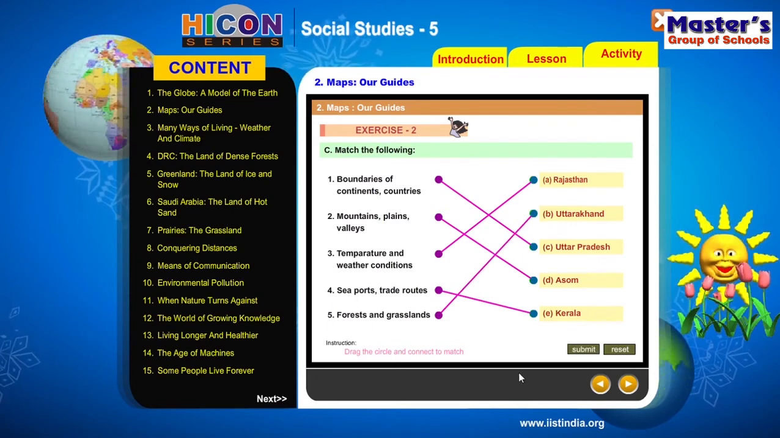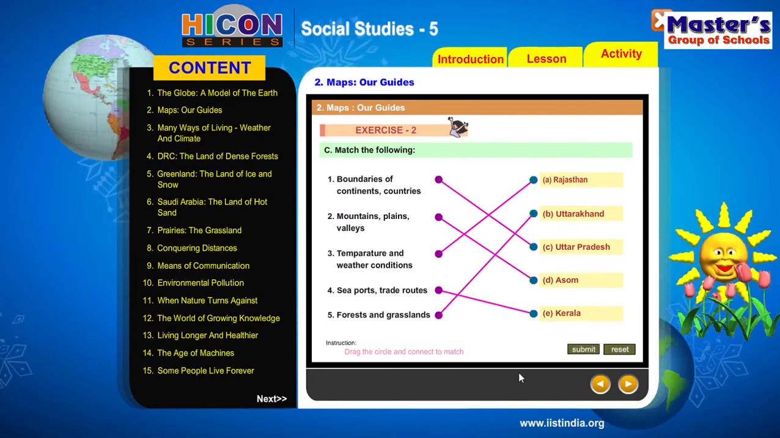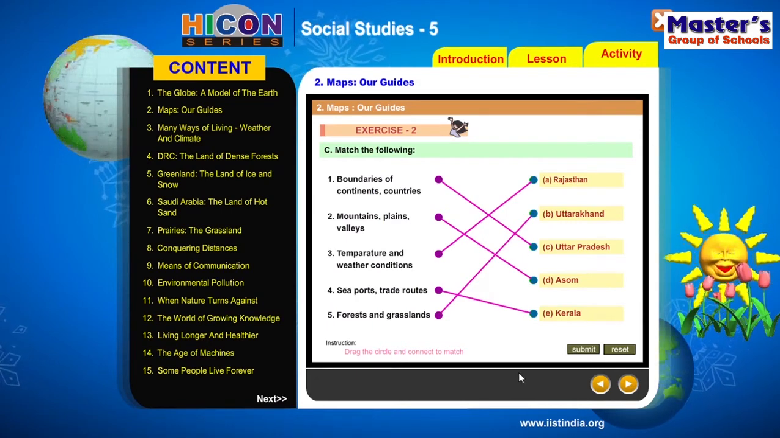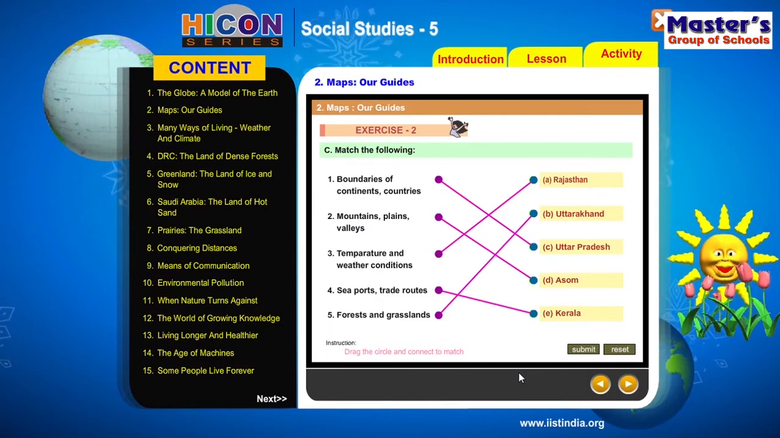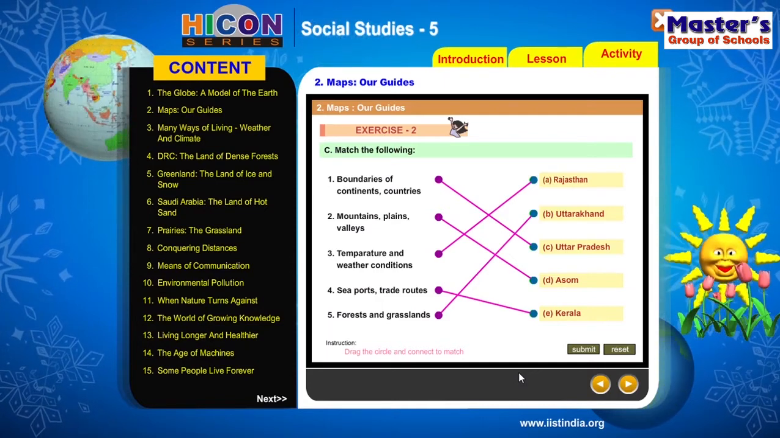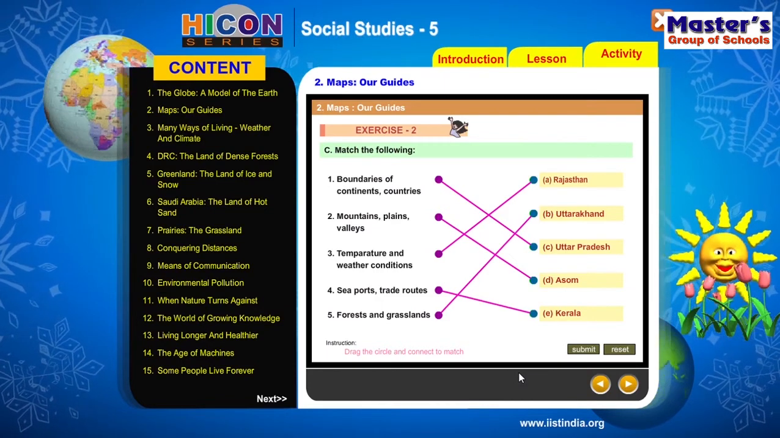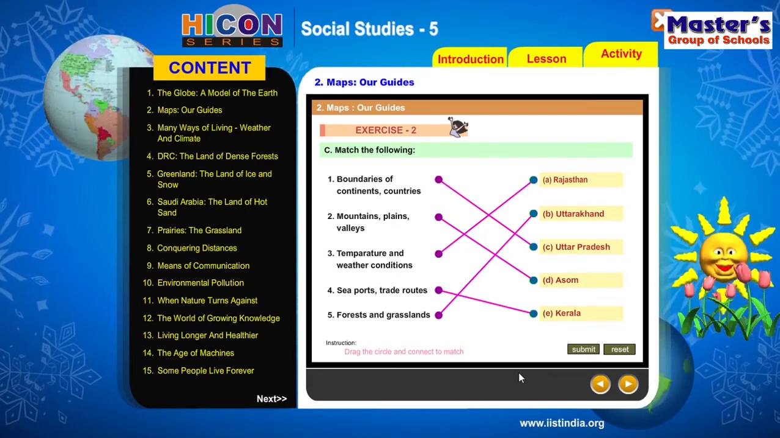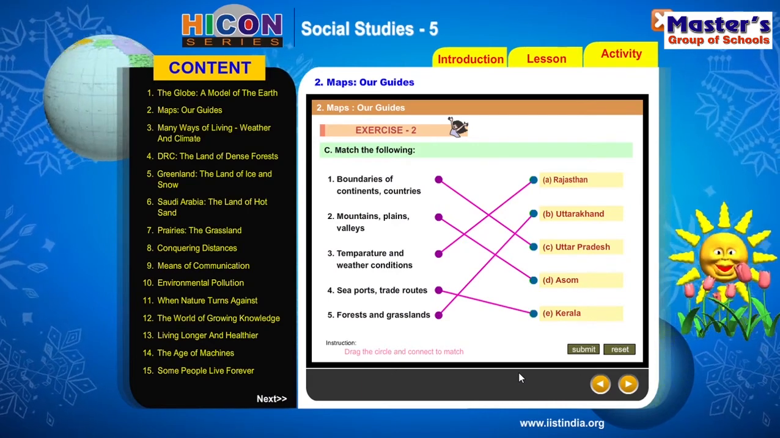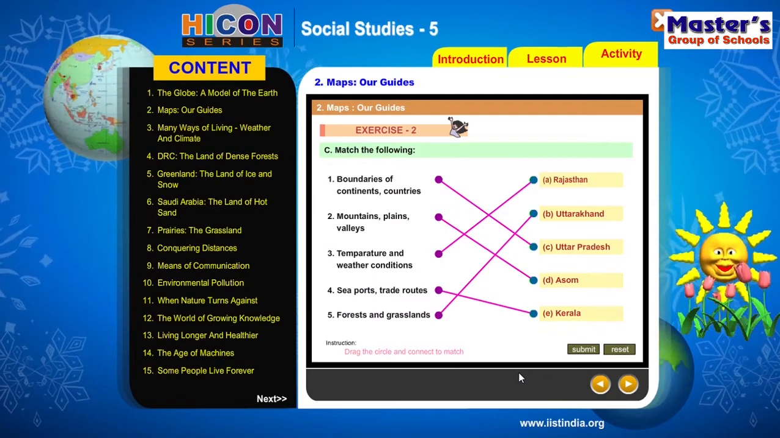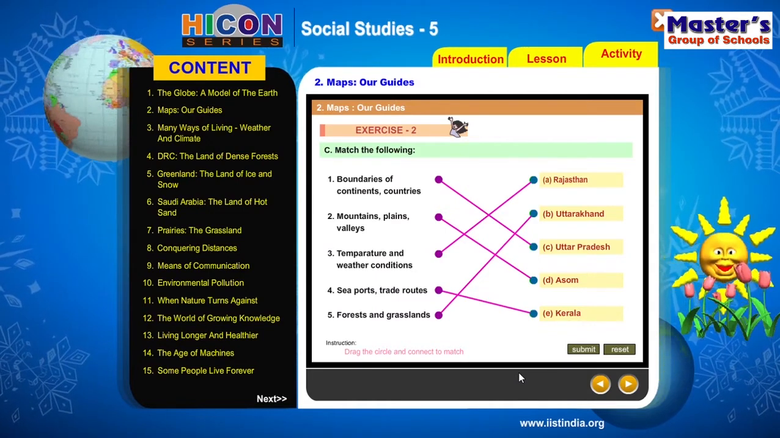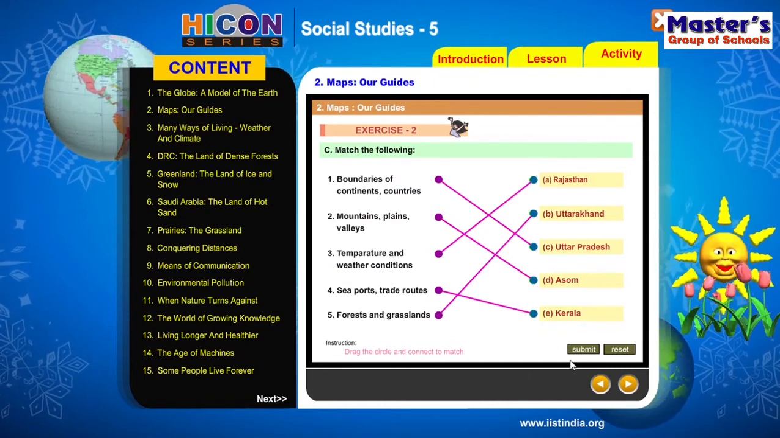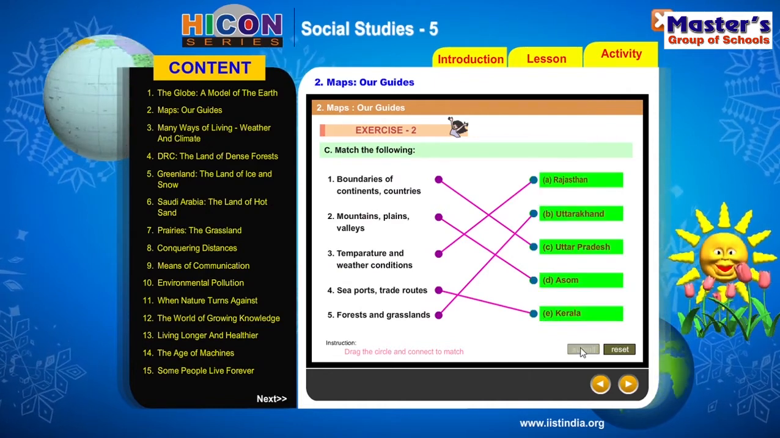Right? So boundaries of countries and continents are related to Uttar Pradesh. Mountains, plains and valleys are related to Assam. Temperature and weather conditions are related to Rajasthan, which is severe there. Seaports and trade routes are related to Kerala. Forests and grasslands are extensively found in Uttarakhand. Right? Okay. So now I will keep the screen the same for another minute so that you can check it yourself once.